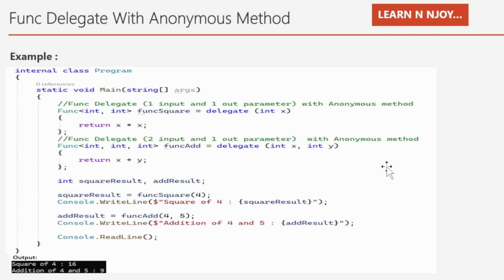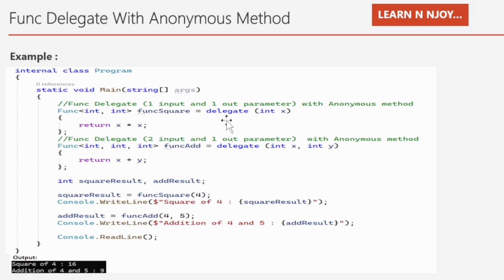Okay, Func delegate with anonymous method. Just now we have seen how to use Func delegate with named method, right? So here we are going to focus on how we can use Func delegate with anonymous method. Okay, let's understand with the help of example. Let's suppose there is a class Program, right, that has one method, the Main method. In Main method we have defined two Func delegates, func square and func add. Func square is going to accept only one input parameter, whereas func add is going to accept two parameters of int data type, right? So I have assigned an anonymous method to it.